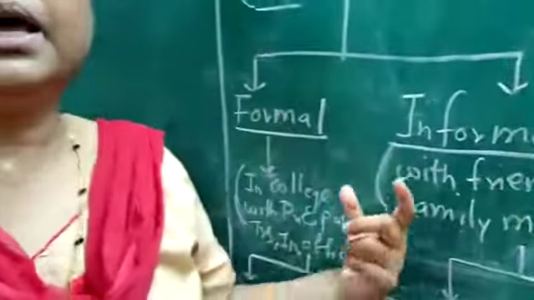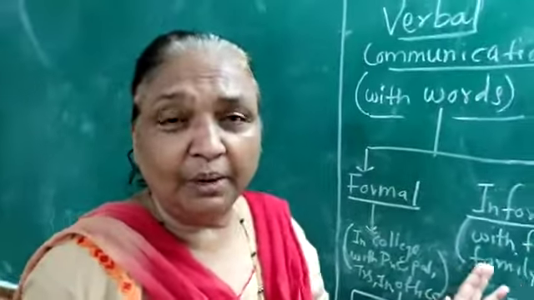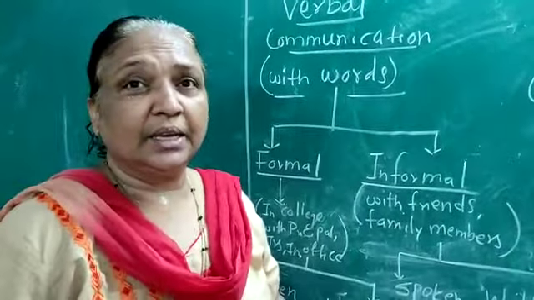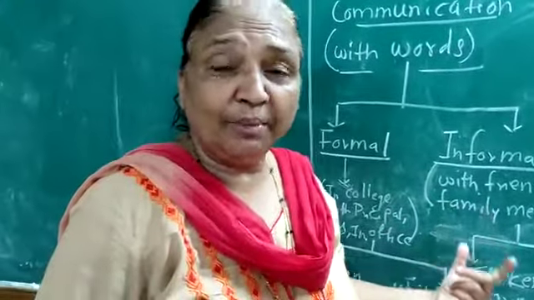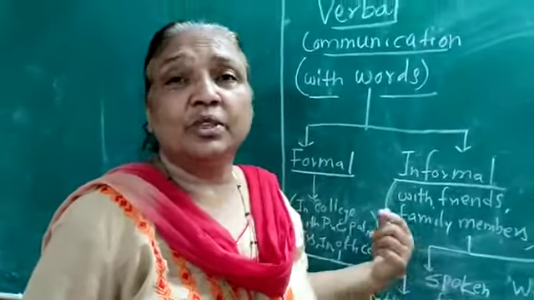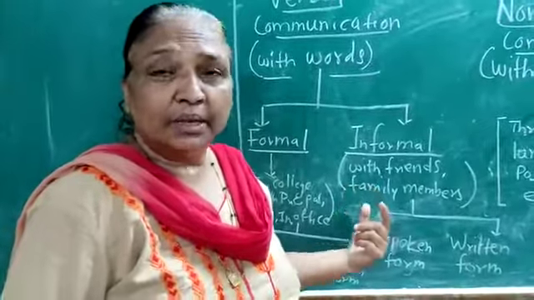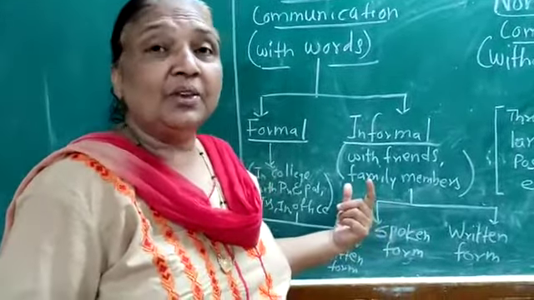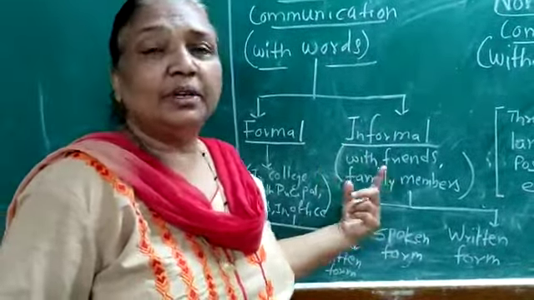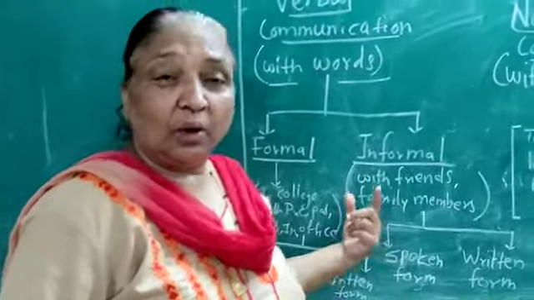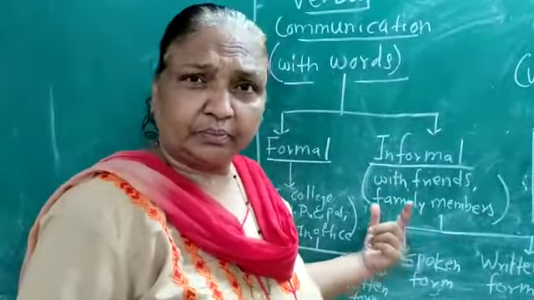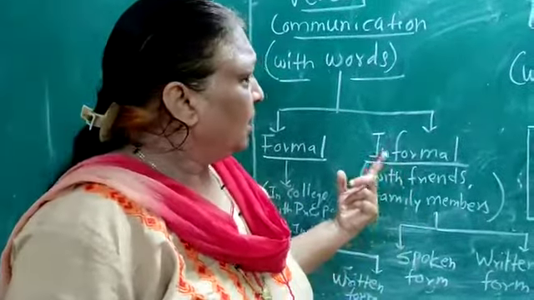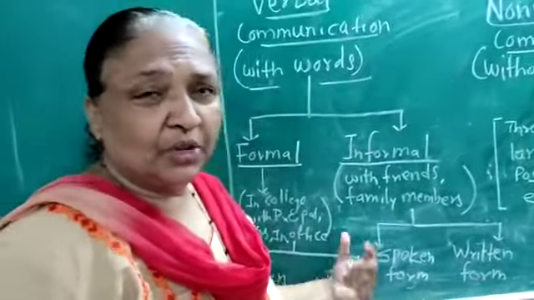And now another type of verbal communication is informal communication. Now see the term informal. Informal means anaupacharik. It means when you communicate in the family with your mother, with your father, with your brothers, sisters, that communication is informal communication. And also when you communicate with your friends, that is the informal type of communication.